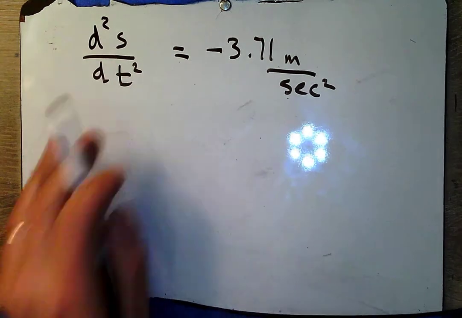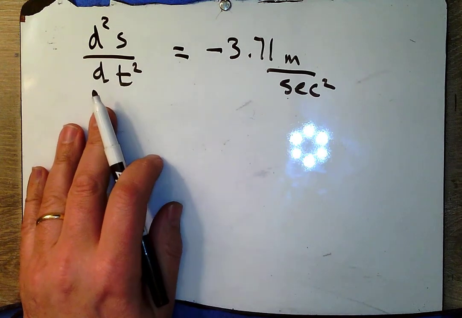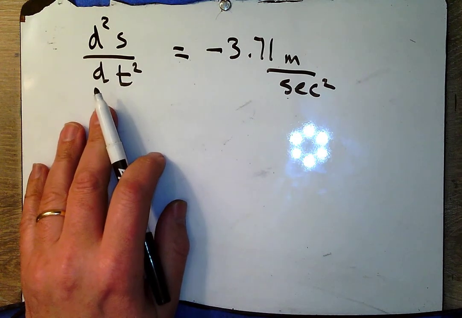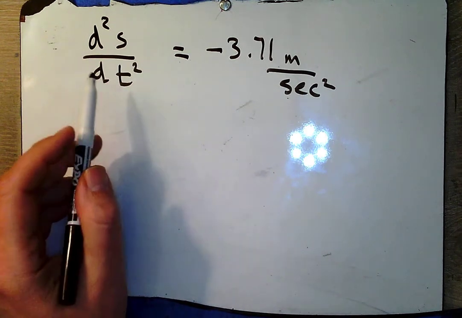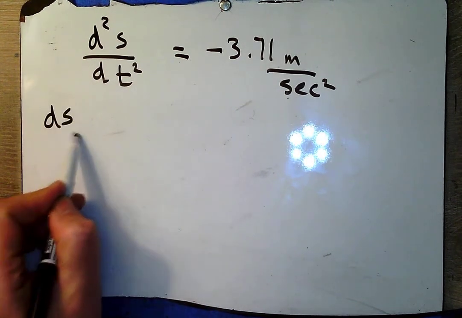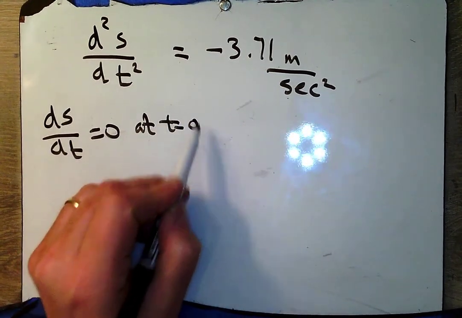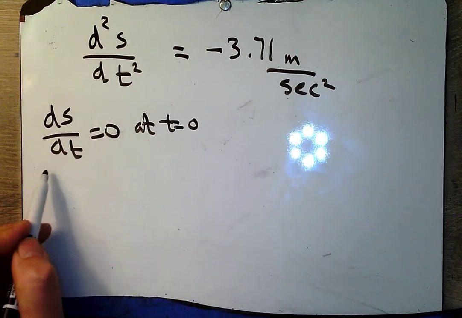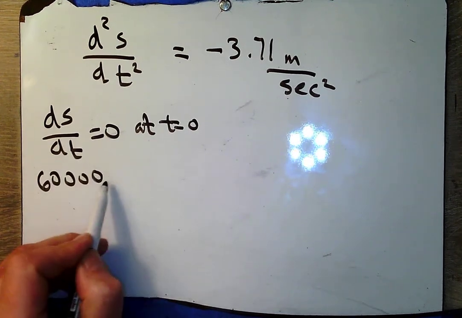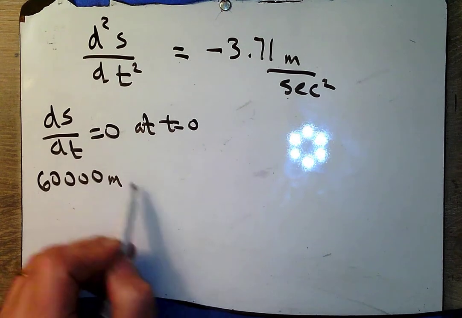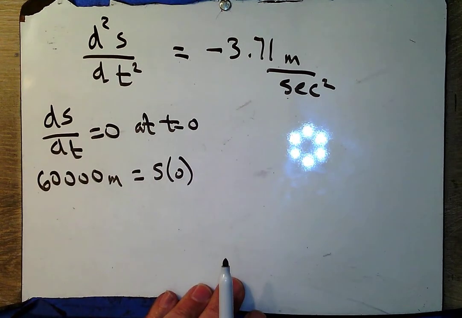So let's solve this differential equation. And I will tell you what happened with the Russians and their trip to Mars. ds/dt equals 0 at t equal to 0. And originally, this probe was, when it entered the atmosphere, at 60,000 meters. So that's my s value at time equal to 0. Okay.